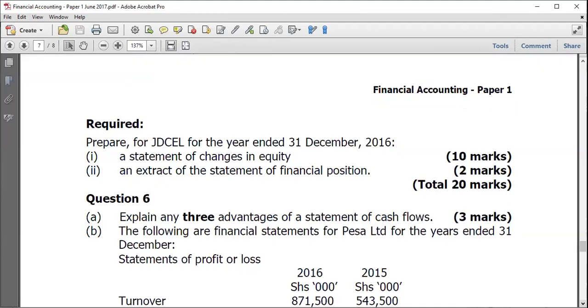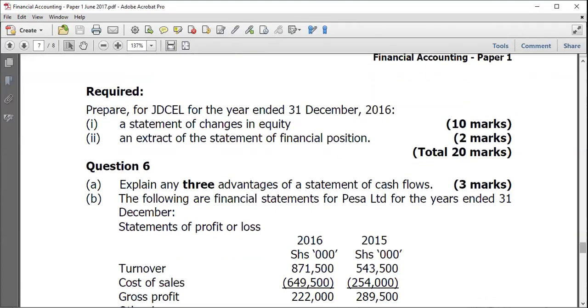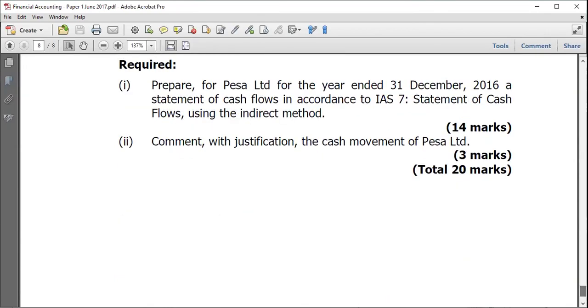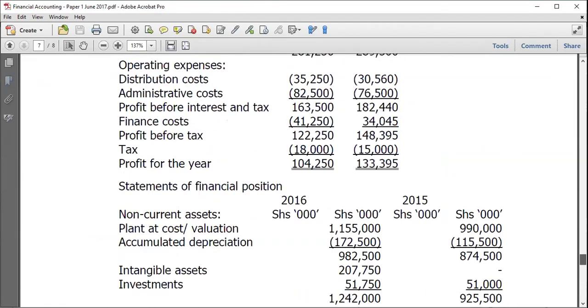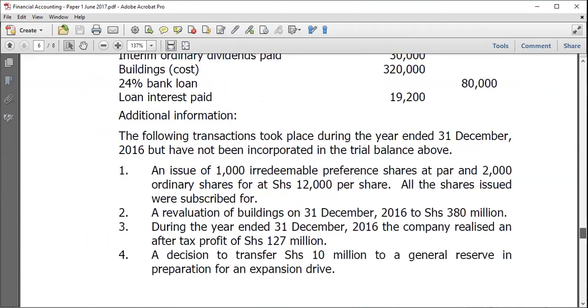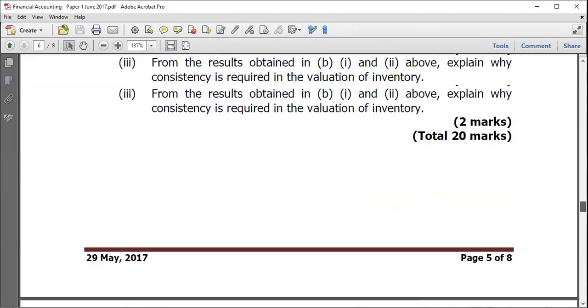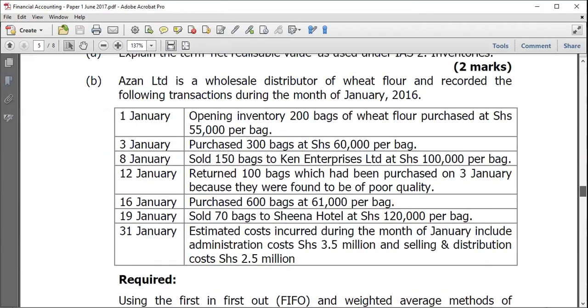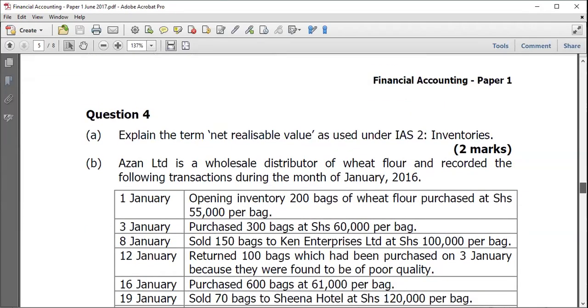So any other questions? I hope that is okay. This is a number we did on cash flows last time. I'll share with you the recording. And then there was a number on inventory. We have done this number before. It's part of our recordings.